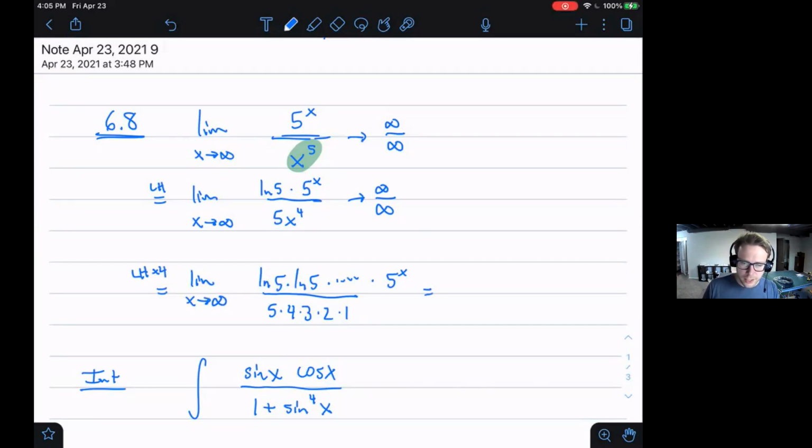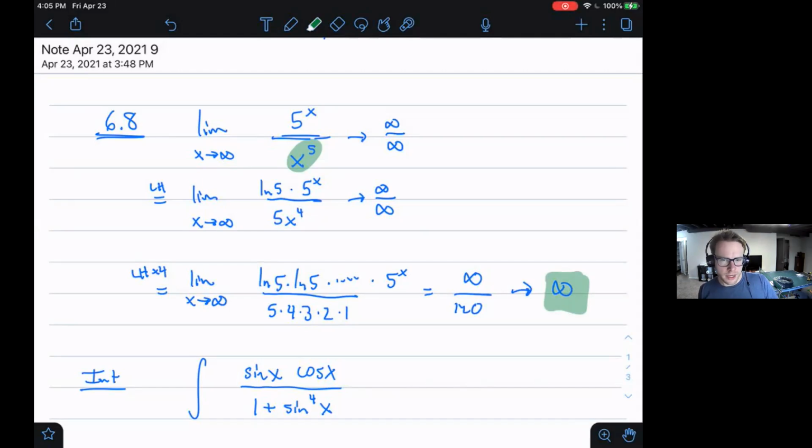But now, as x goes to infinity, you're going to have infinity on top, and in the bottom this is just some constant. In fact, it's 120, if we multiply through 5 times 4 times 3 times 2 times 1. An extremely large number divided by anything like that will still be extremely large. So this is going off towards infinity. That is my final answer: this limit goes to infinity.